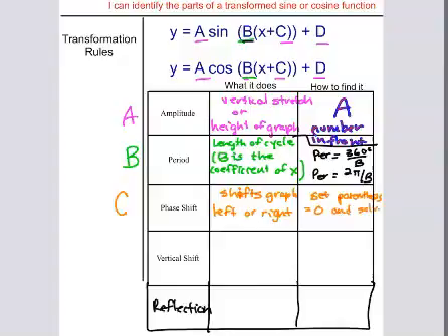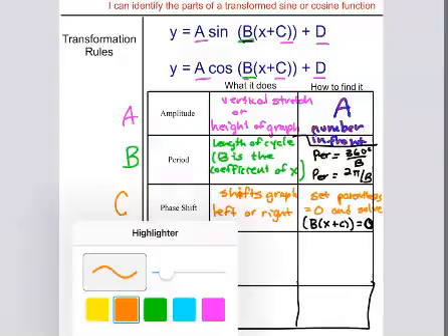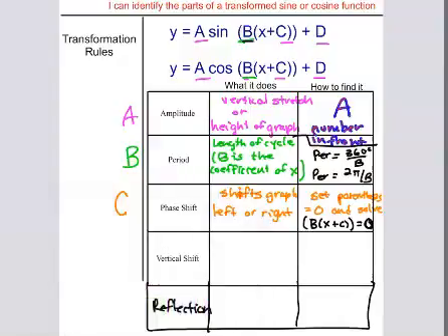So we'll try some problems like that in just a little bit. You're going to do everything inside. So if it's B, X plus C, you're going to take the whole thing and set it equal to 0. And when you solve, that is the phase shift. Okay. Vertical shift, it shifts the graph up or down.